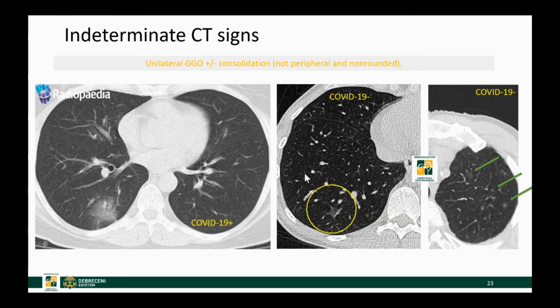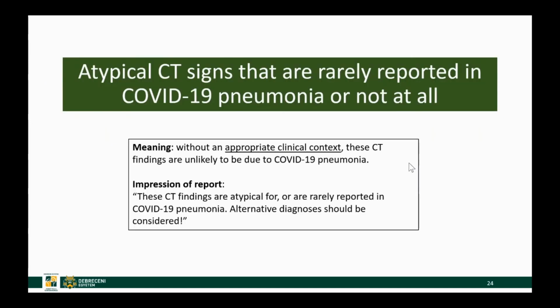Here are some non-rounded and non-peripheral ground glass opacities that we saw about half a year ago when COVID-19 wasn't even on the radar. These patients took part in our national lung cancer screening trial, so they were asymptomatic, heavy smokers. And I'm sure that most of you know very well that it is common to see a couple of nodules in these types of patients.